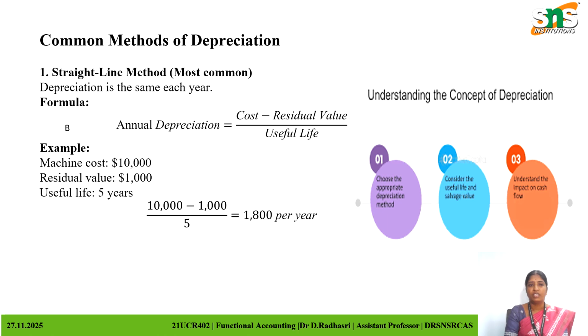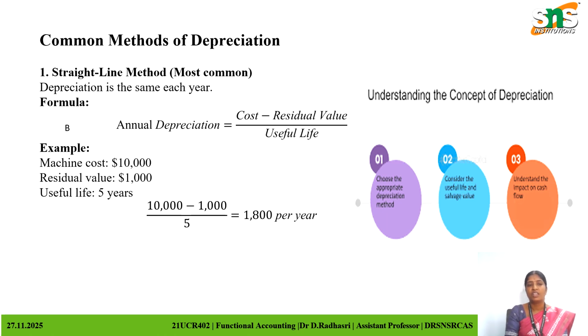In that way, there are common methods of depreciation. First, we see the straight line method. What is the meaning of the straight line method? The depreciation is calculated as a fixed amount. The fixed amount is the same for each year. Every year the same percentage of depreciation applies. So it is the straight line method.